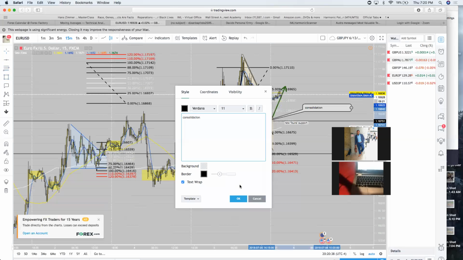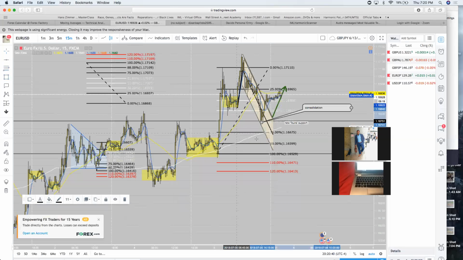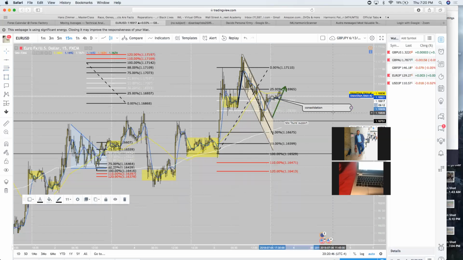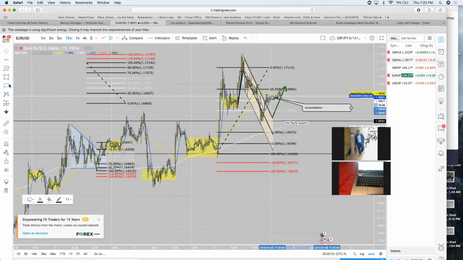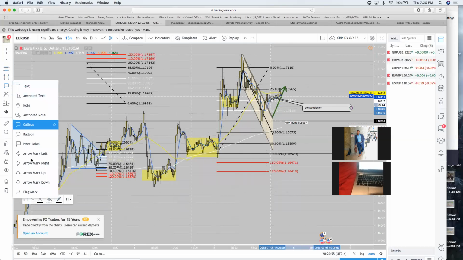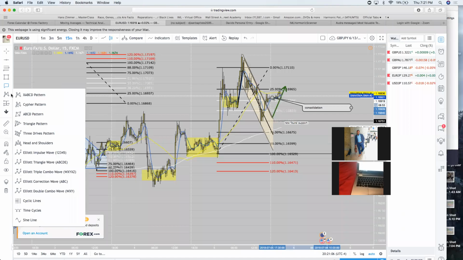Consolidate. All right. So I meant to write consolidation over here. Okay. All right. So I just want to finish up real fast because we have a lot of people here. If you scroll down to the bottom, you can add arrows, flag marks, balloons, callouts, price labels, whatever you feel comfortable with. All right, so we're gonna go to the next one real fast.